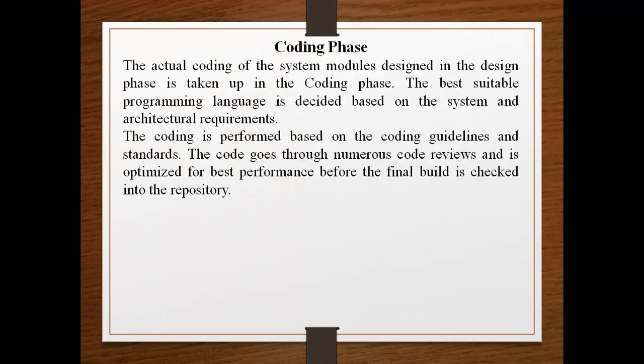Next comes the coding phase. The actual coding of the system modules is done at this particular phase, where the most suitable programming language is decided based on the system and architectural requirement. The coding is performed based on coding guidelines and standards given by the companies. The code goes through numerous reviews and is optimized for the best performance before the final build is checked into the repository. So here the expert person in programming, the coder, will keep on reviewing the code, and then the best is used for your final build.